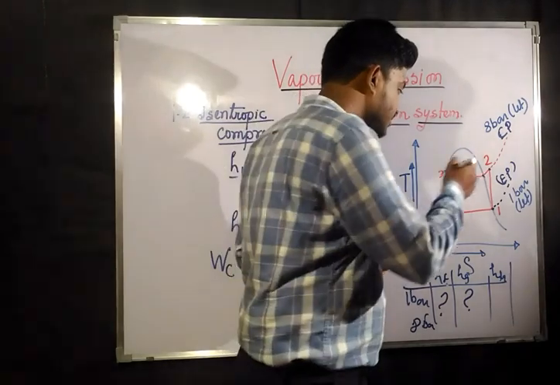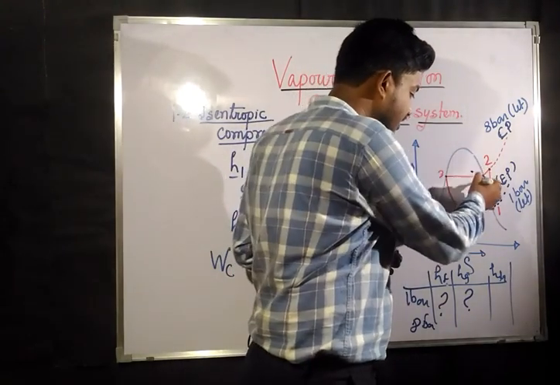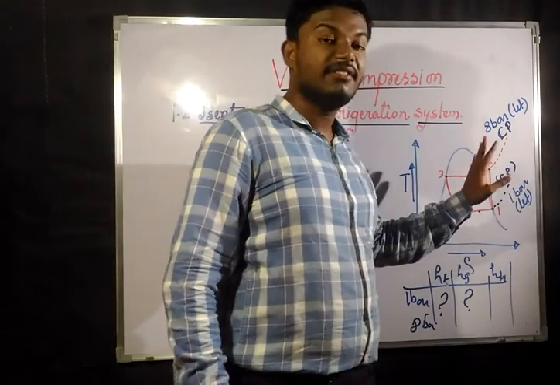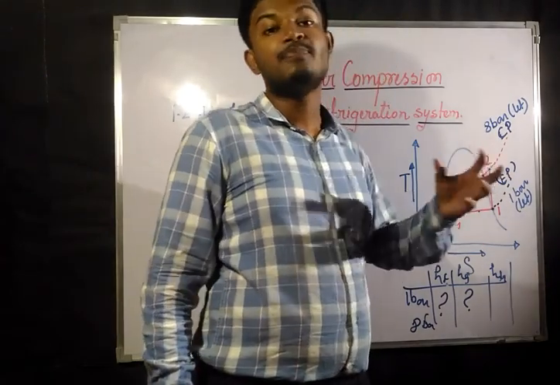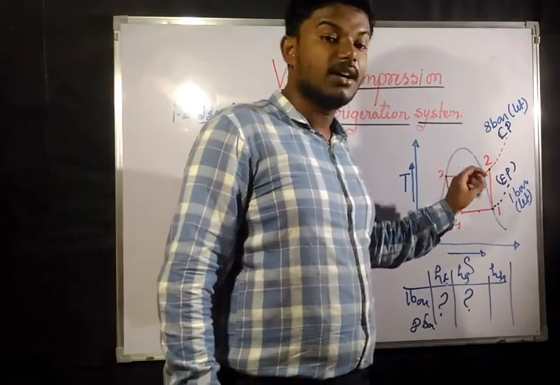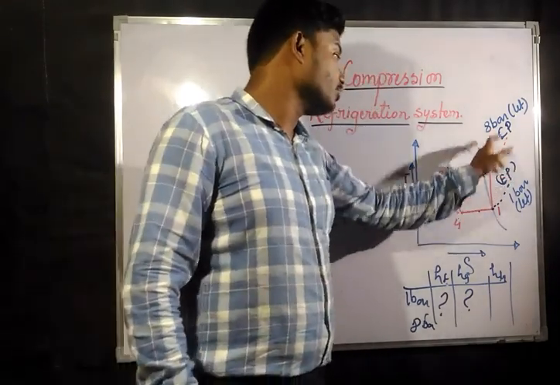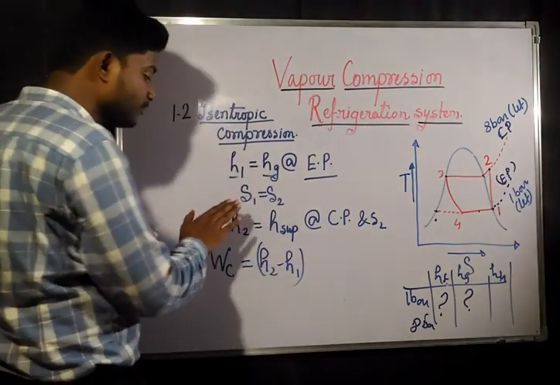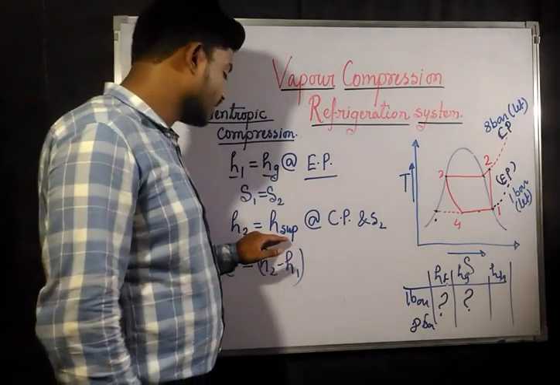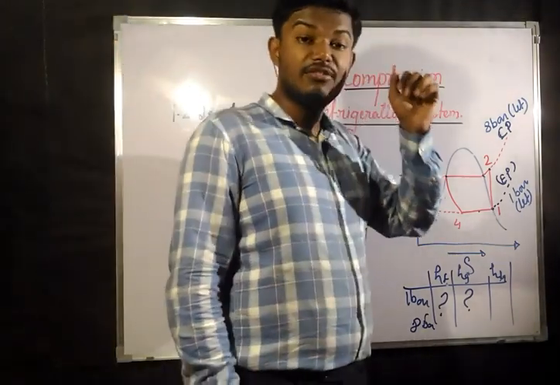If this point 2 was inside the vapor dome and it had an isentropic value at this point, then we could have easily found the dryness fraction. Since the dryness fraction concept is not applicable here because point 2 is out of the vapor dome, H2 is going to be the enthalpy in the superheated zone. So how can you find it out?